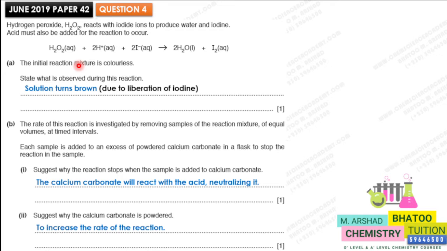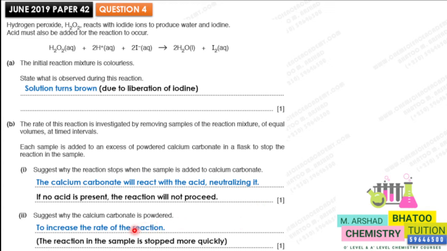Excess powdered... Okay? Alors, pour le premier, si nous n'avons pas expliqué, nous dire que voilà, no acid is present, the reaction will not proceed, that is why we neutralize it. Ça, c'est pas ma réponse, c'est pas une explication de sa réponse qu'il m'a donnée là. And the answer that will score you mark is to increase the rate of the reaction.